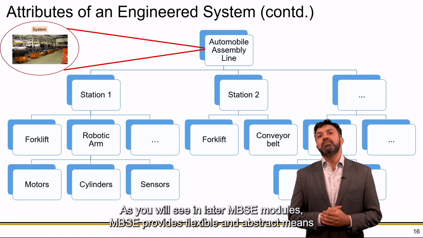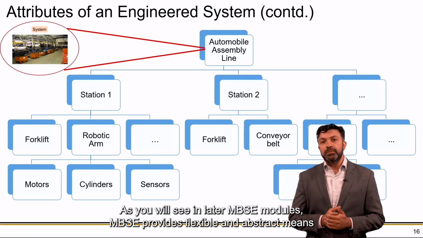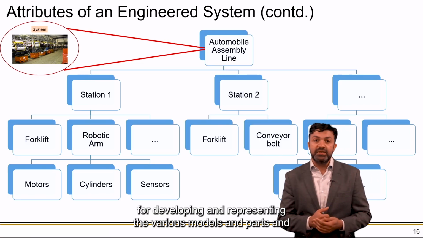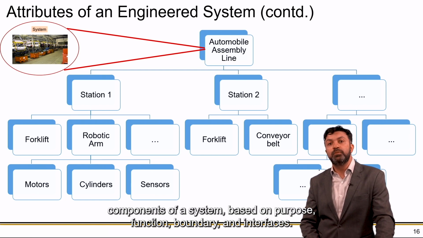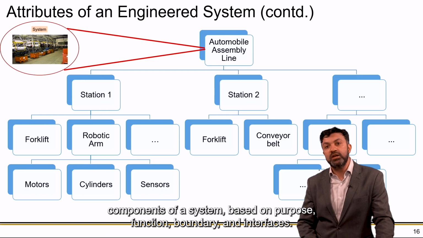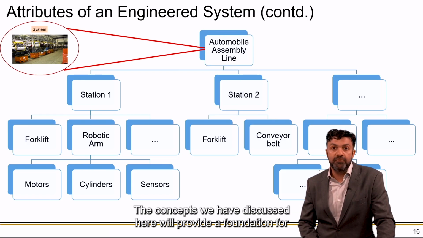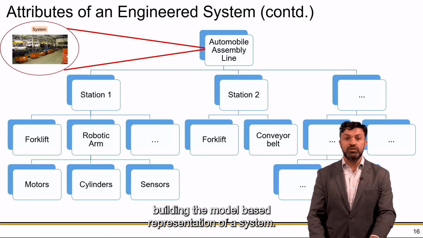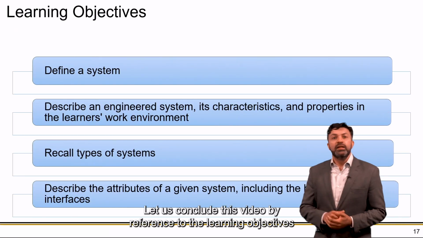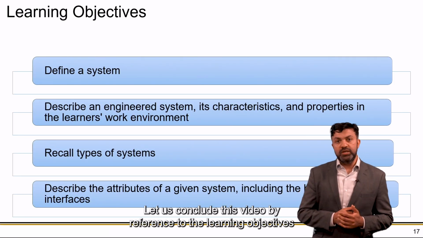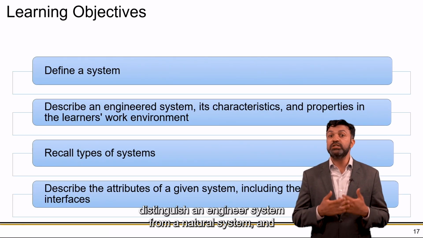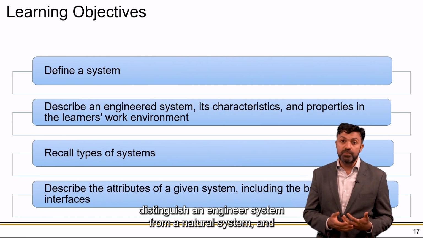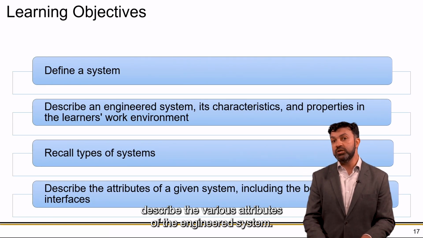As we will see in later MBSE modules, MBSE provides flexible and abstract means for developing and representing the various models and parts and components of a system based on purpose, function, boundary, and interfaces. The concepts we have discussed here will provide a foundation for building the model-based representation of a system. Let us conclude this video by referring to the learning objectives which were shown early on. I expect that now you're able to define a system, distinguish an engineered system from a natural system, and describe the various attributes of an engineered system.